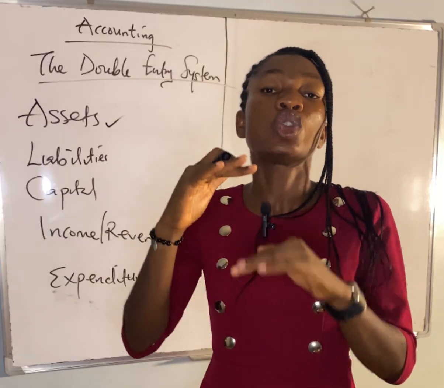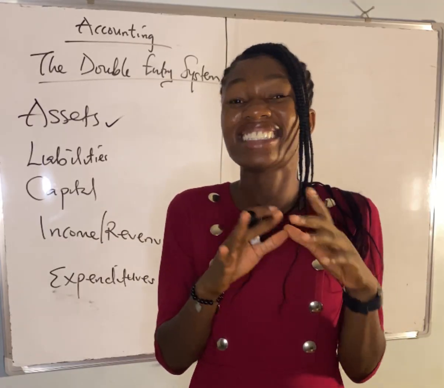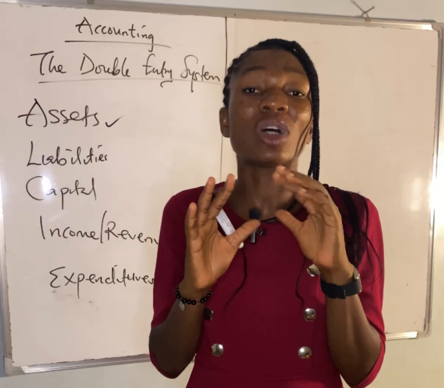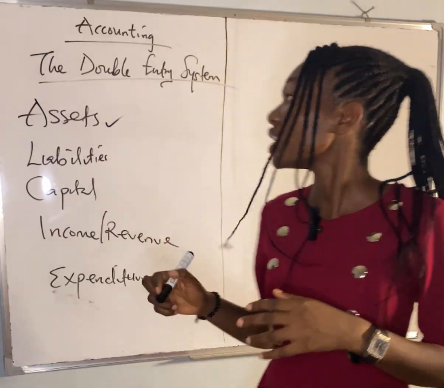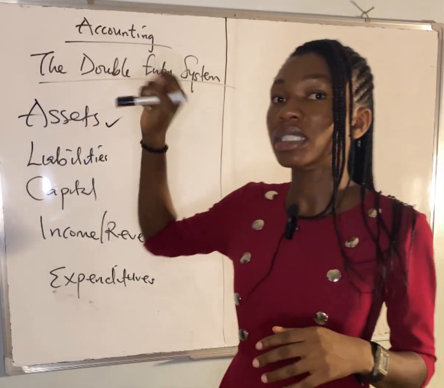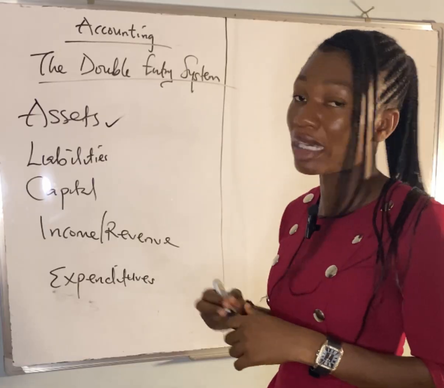Okay, that means we should be able to measure the value of a business in a defined period, usually a year, that's 12 months. Now, whatever belongs to the business are the assets of the business. Now the next things are liabilities.